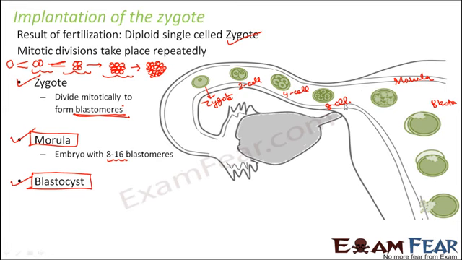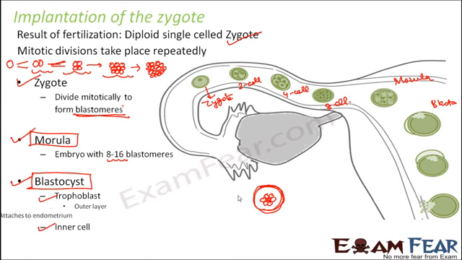The blastocyst, as I said, consists of two layers: one is the trophoblast and one is the inner cell mass. Suppose this is the blastocyst. It has one outer layer which is called the trophoblast, and it also has an inner group of cells on the inner side. The trophoblast, being the outer layer, attaches itself to the endometrium. In the uterus, the innermost layer is the endometrium. So the trophoblast of the blastocyst connects or attaches itself to the endometrium.